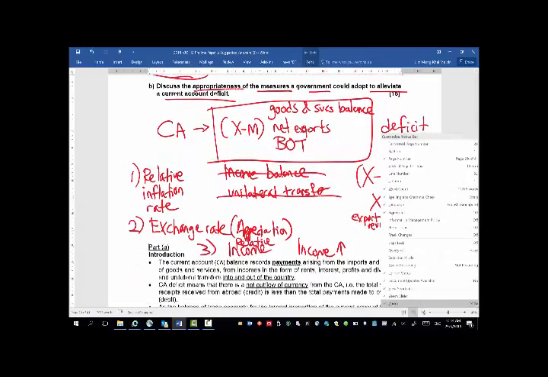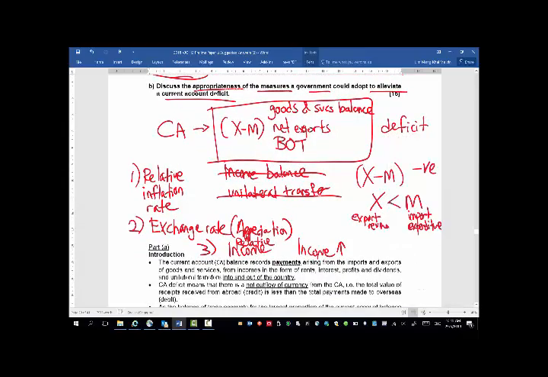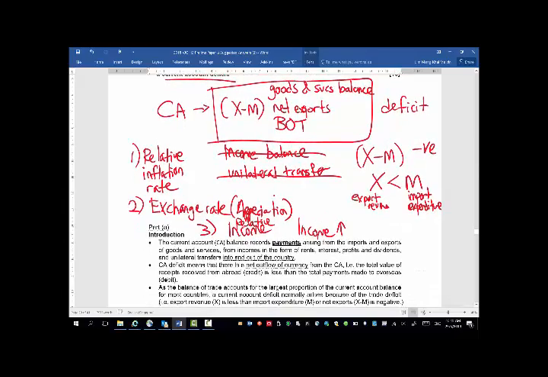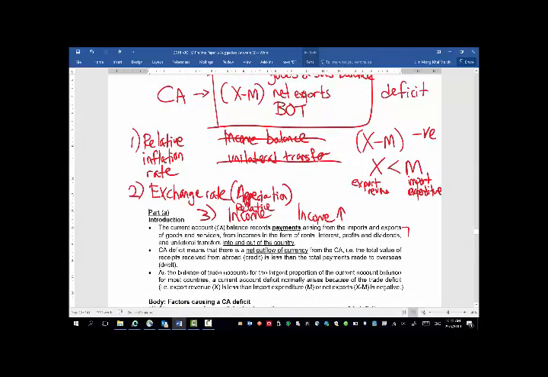So in your introduction for this question, very straightforward, you just talk about what your current account is, which was what we did just now. So we talk about goods and services, we talk about income, we talk about unilateral transfers. So what does it mean to have a current account deficit? There's a net outflow of currency. As balance of trade accounts for the largest proportion of our current account balance, deficit normally arises because of your trade deficit.